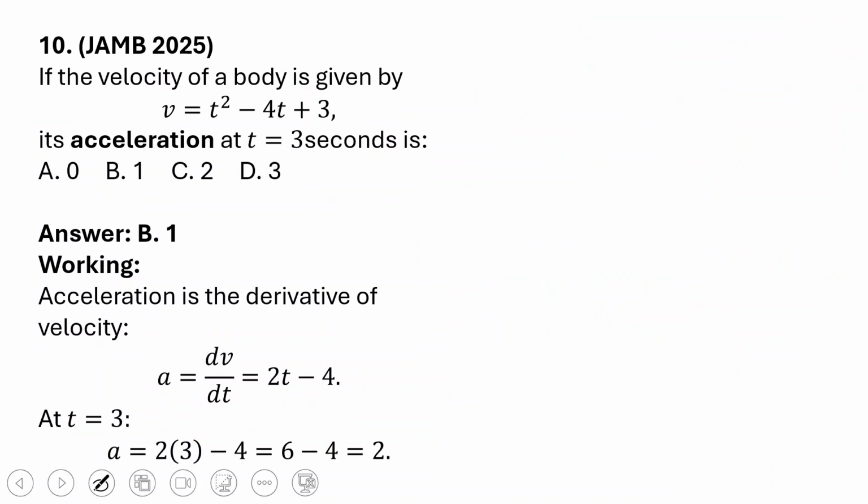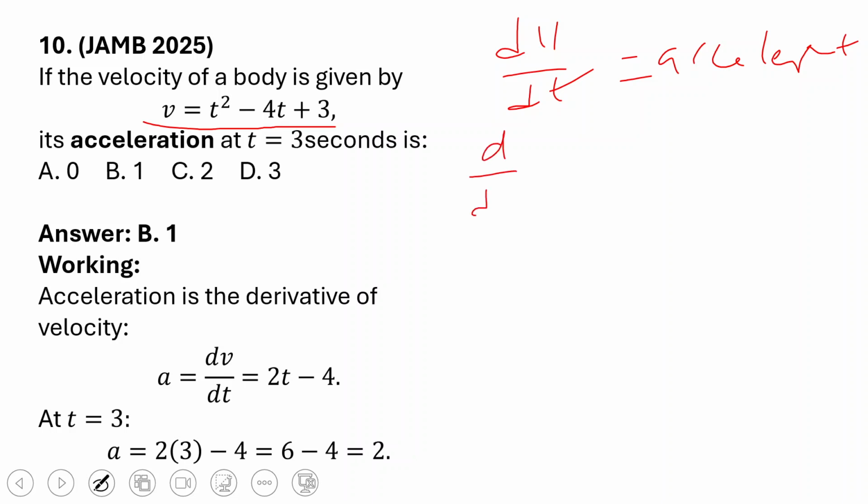Number 10 says if the velocity of a body is given by v equals t squared minus 4t plus 3, its acceleration at t equals 3 seconds is... now velocity to acceleration, if you differentiate velocity, you get acceleration. So dv/dt equals acceleration. That's what it means. But then we have a function v, right? That is d/dt of this function, t squared minus 4t plus 3. That's to differentiate this function.